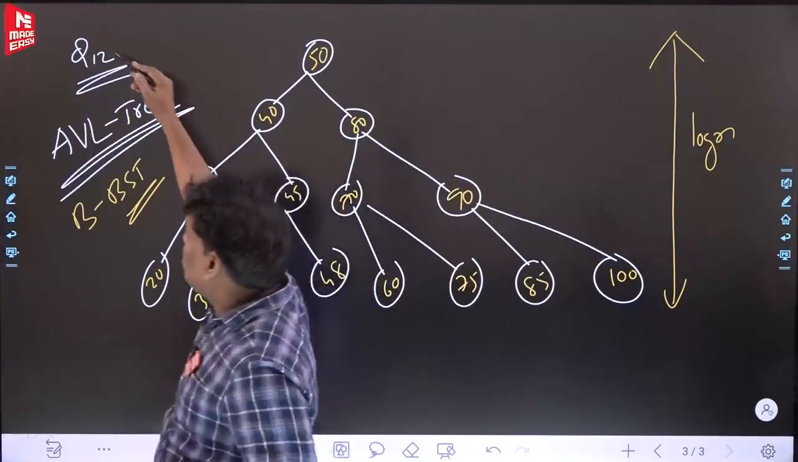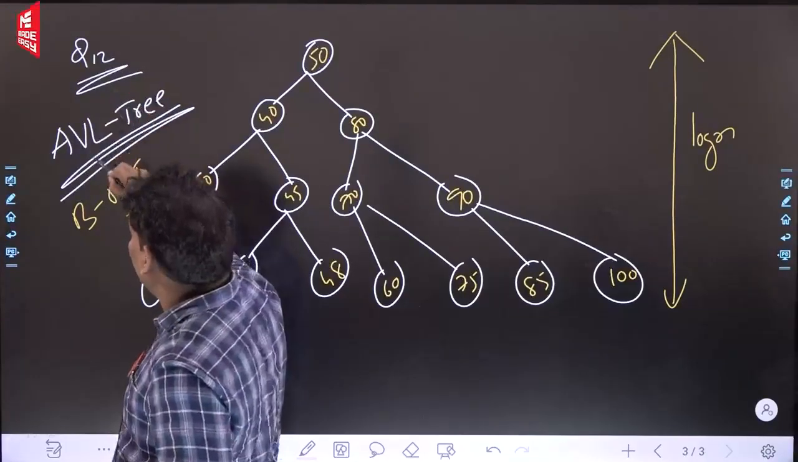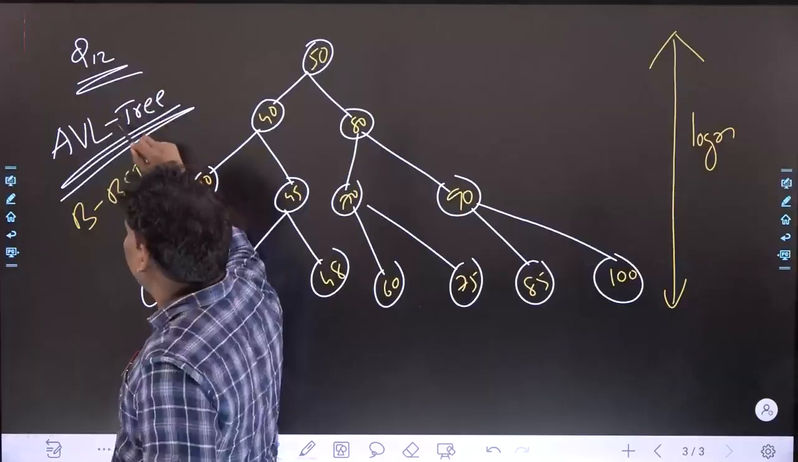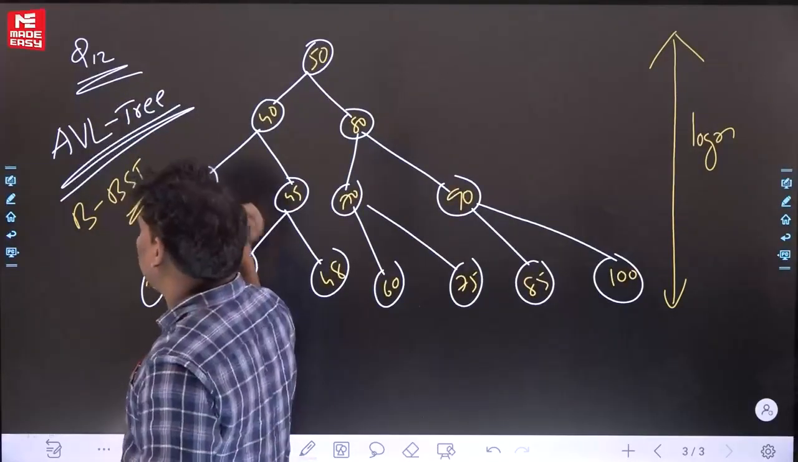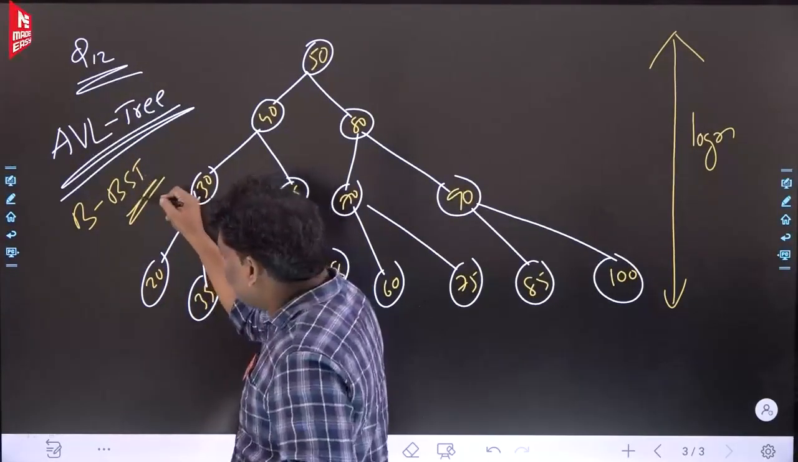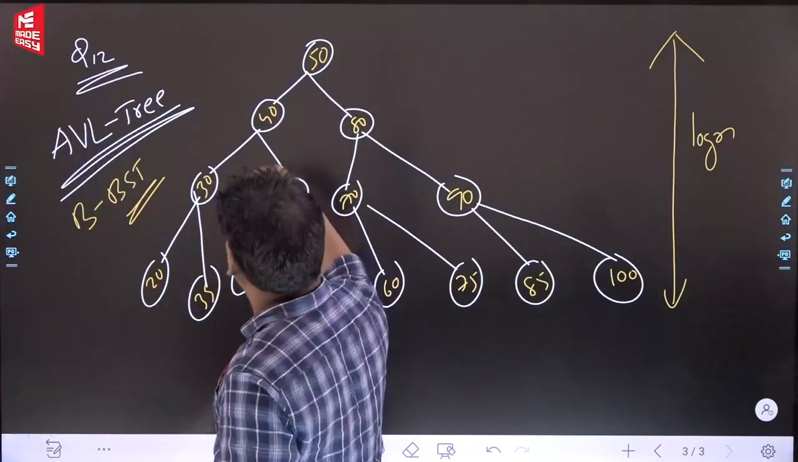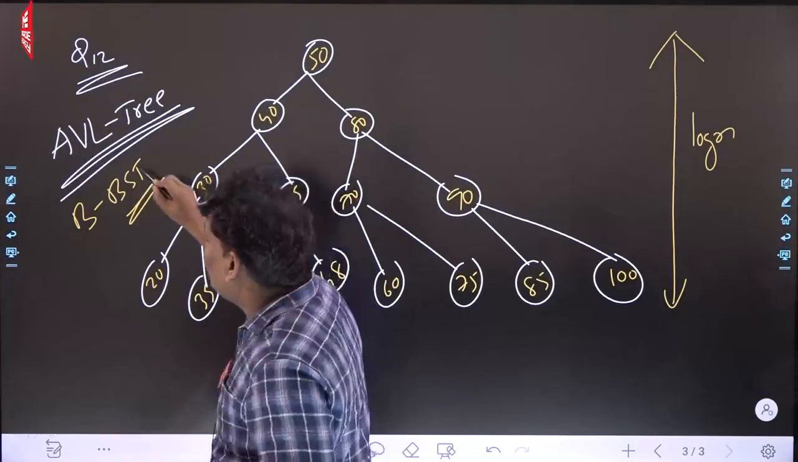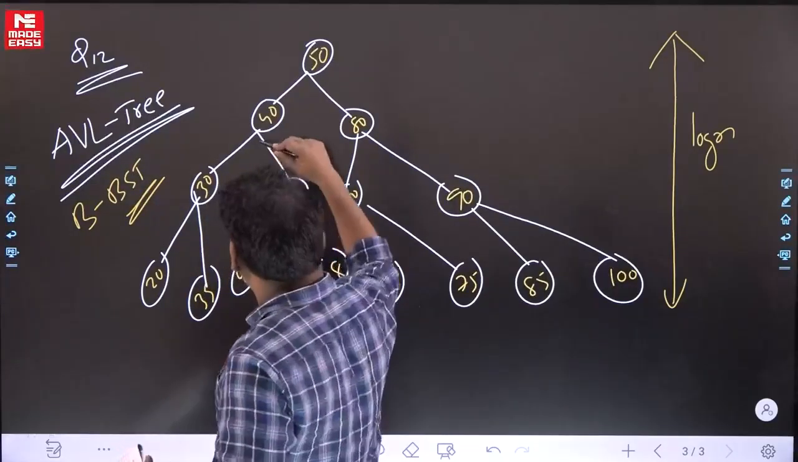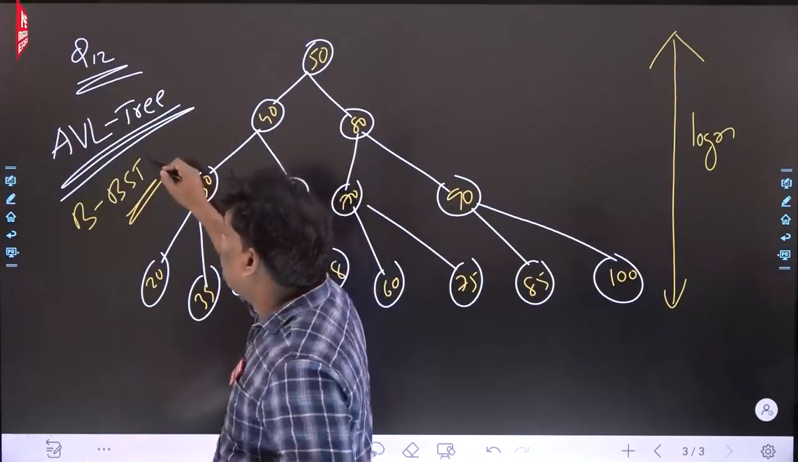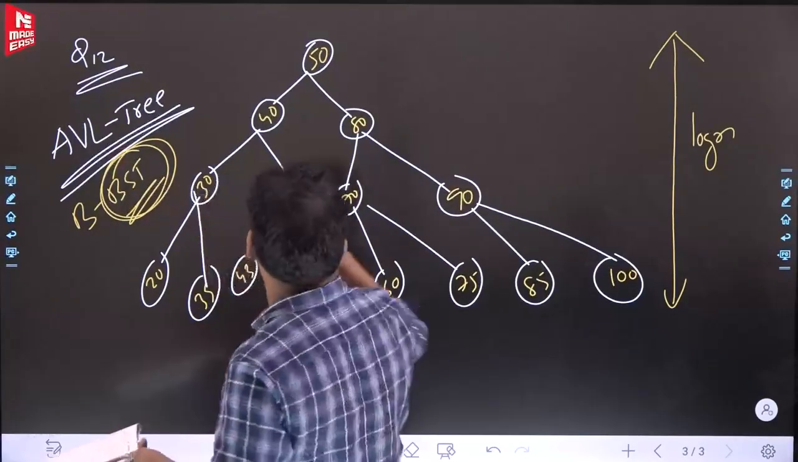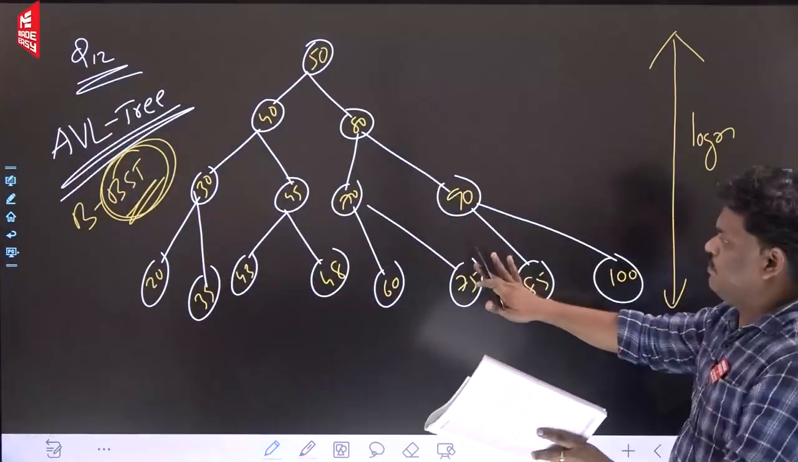Right. Question number 12 is talking about AVL tree. AVL tree means balanced BST. BST means binary search tree. Binary search means left small values, right greater values. But BST may be balanced, may not be balanced. When you say balanced BST, it is always balanced.